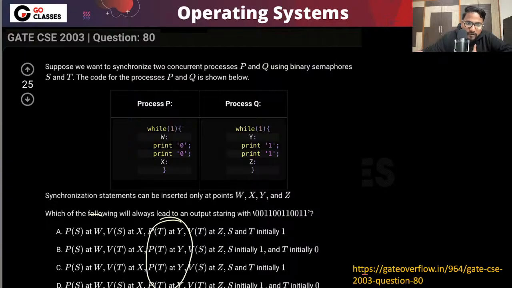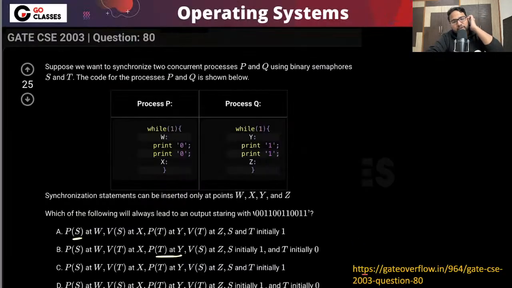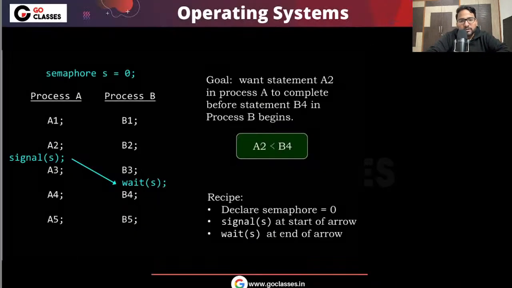They have given W and Y as P in all the options. That's cool. Let's check which of the following is a good option. With respect to W, it should be 1, if this is S, and with respect to Y, it should be 0. So I think B is the answer. Okay, understood this? We have even solved this kind of question, right?